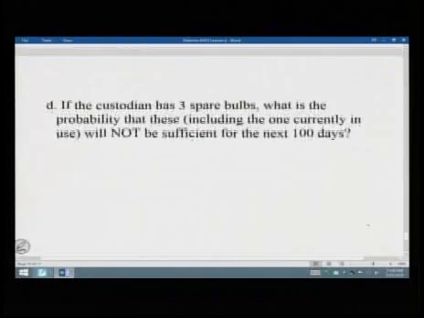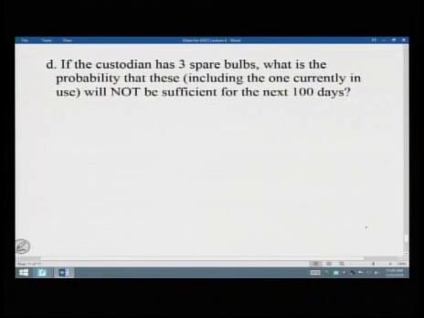Okay, then let's move on to the last question for today. So this is the last question for today's lecture. If the custodian has 3 spare bulbs, it's asking you, what is the probability that all 4 of these bulbs, including the one currently in use, will not be sufficient for the next 100 days? How do you answer this question?